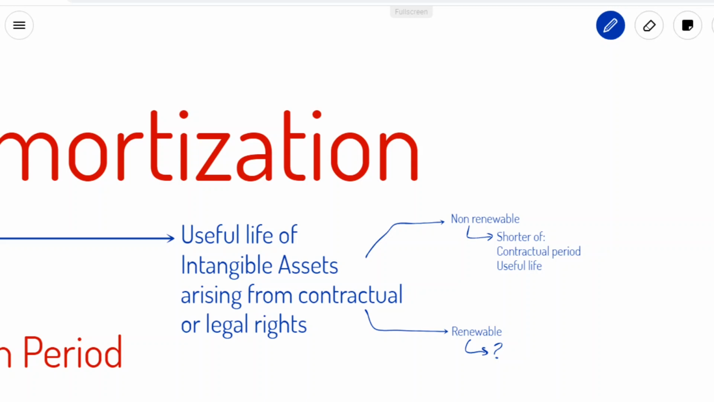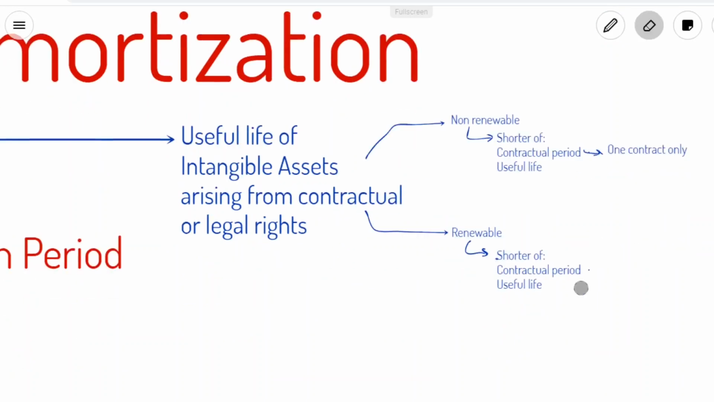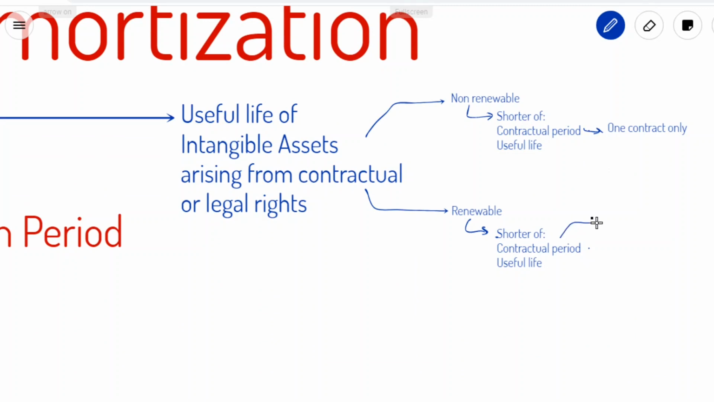So we know that if the contract is non-renewable, we would only include one contractual period in our analysis. However, if that contract is renewable, for example, after the expiry of 3 years, it can be renewed to further 2 years and so on. In that case, we would have to see whether we have to include further renewal periods in our analysis or not. And there are two cases basically.